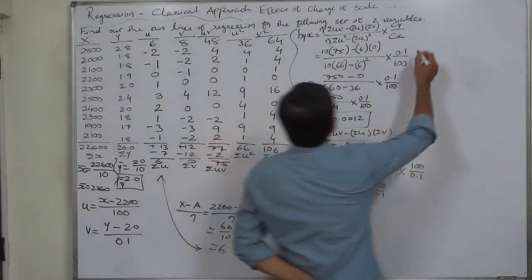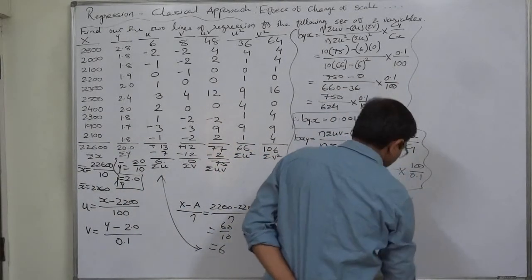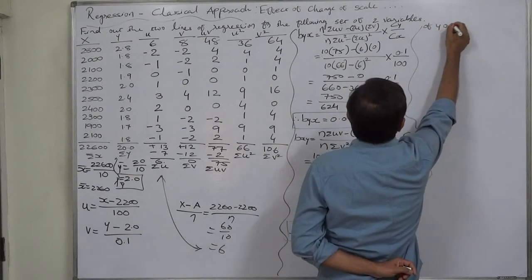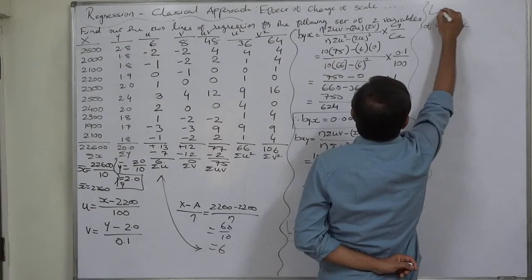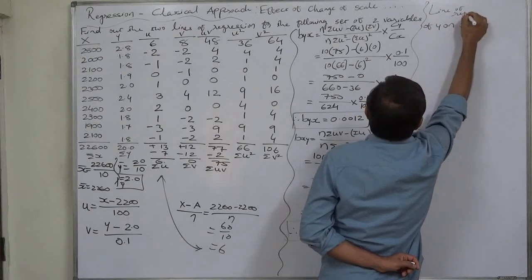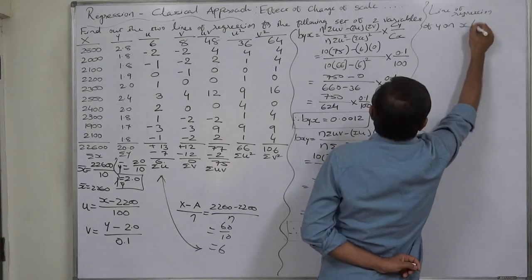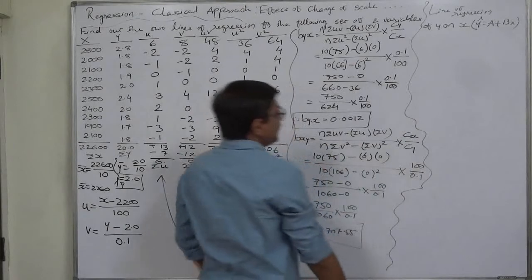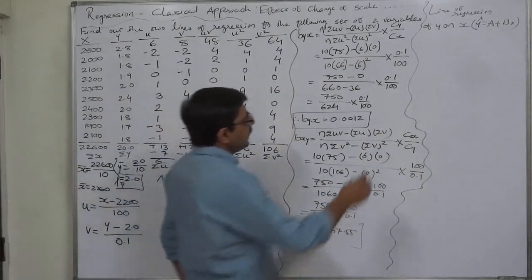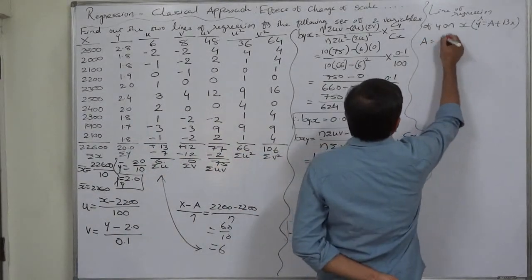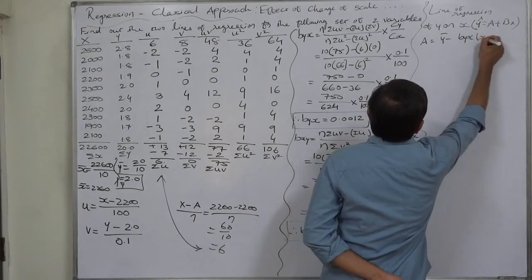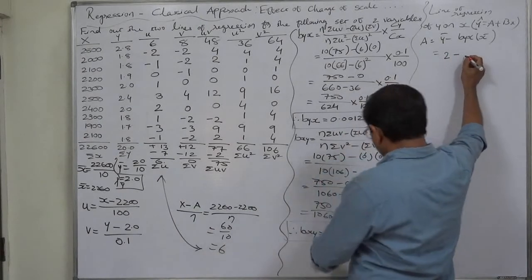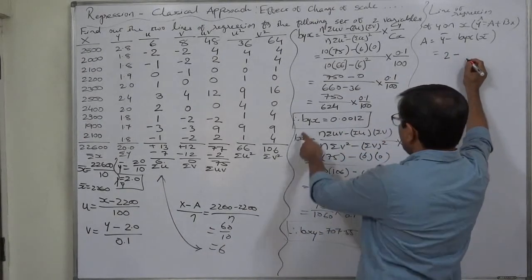Now it is the turn of lines of regression. First, line of regression of y on x. The standard form is y cap equals a plus bx, where b stands for byx. A we have to find out, and the formula of A is y bar minus byx into x bar. Y bar is 2 minus byx is positive 0.0012.